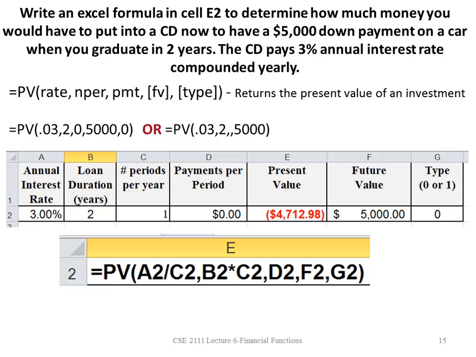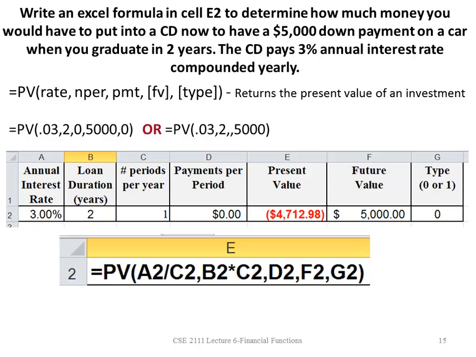Here's an example of the present value function that returns the present value of an investment. Write an Excel formula in cell E2 to determine how much money you will have to put into a CD now to have a $5,000 down payment on a car when you graduate in 2 years. The CD pays 3% annual interest rate compounded yearly.